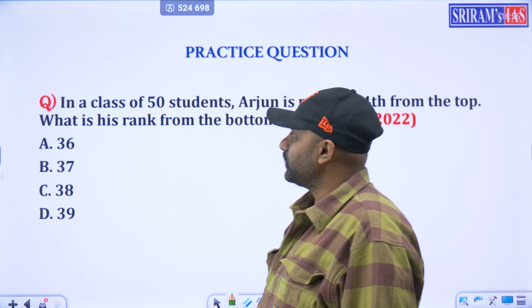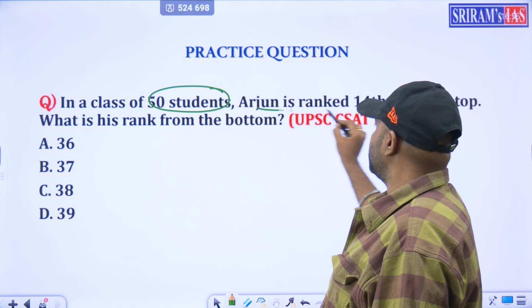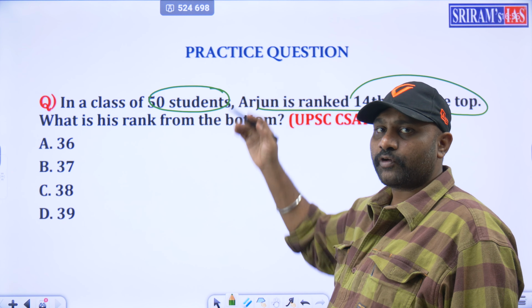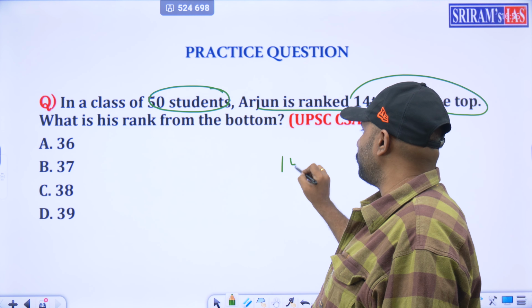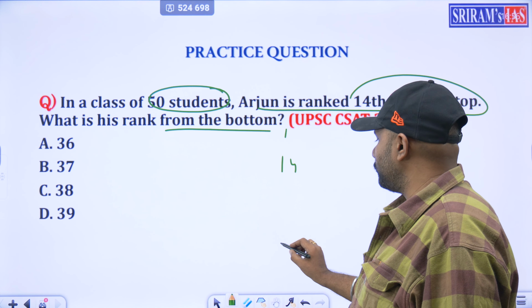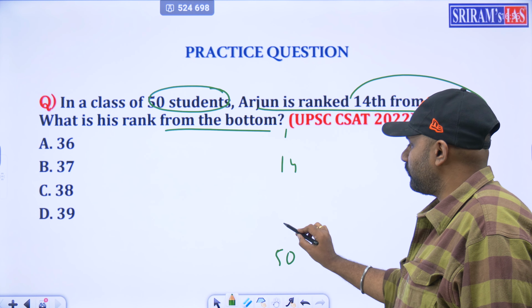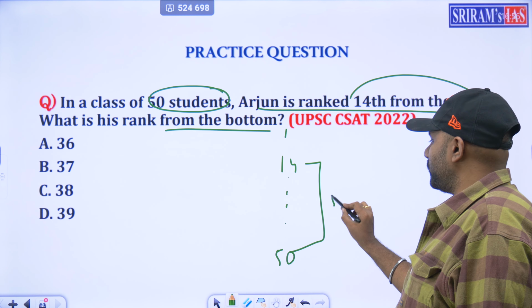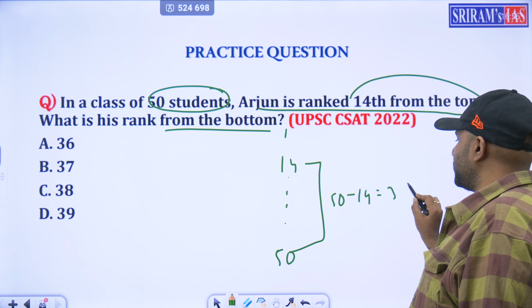Another similar question. In a class of 50 students, Arjun is ranked 14 from top. So from top he is 14. So he is rank number 14 from top. Okay. Now what is his rank from the bottom? Total how many students? 50 students. From here he has to count. So simple, 50 minus 14, which is 36.